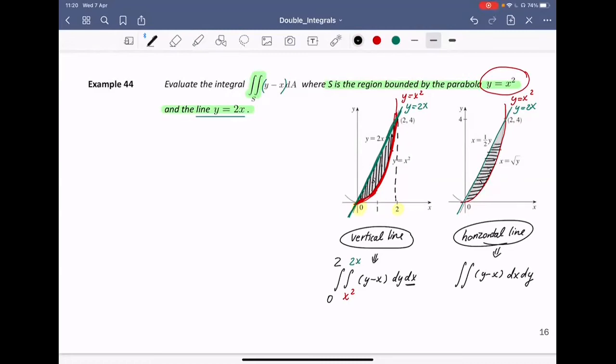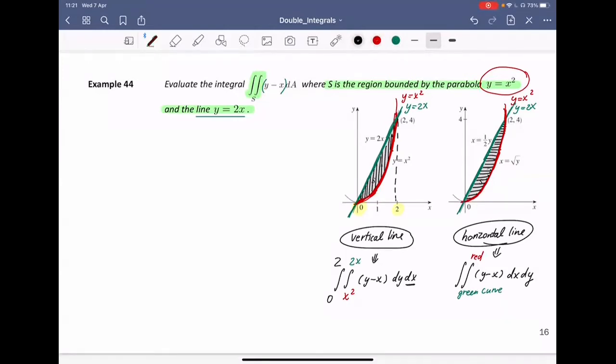Just a horizontal line. And then you can see that for the horizontal line, you're going to start from the green one, which is on the left, to the parabola on the right. So the order is going to be left to right, bottom to top. So you integrate from the green curve first to the red curve on the right. The green curve is on the left, the red curve is on the right.